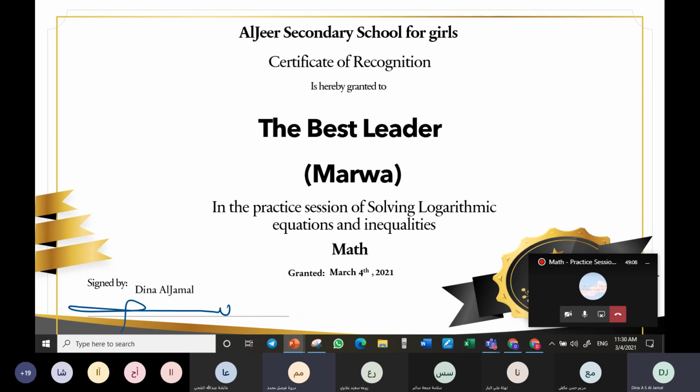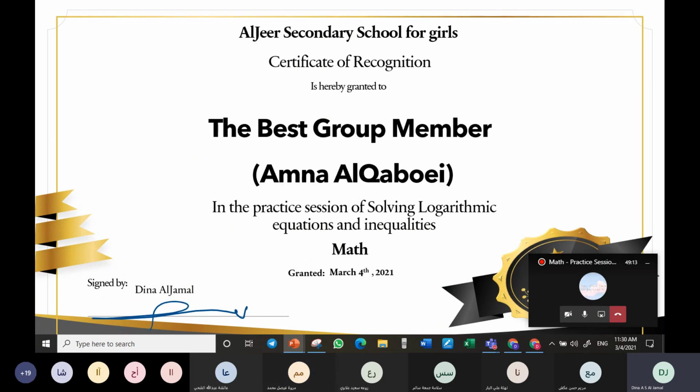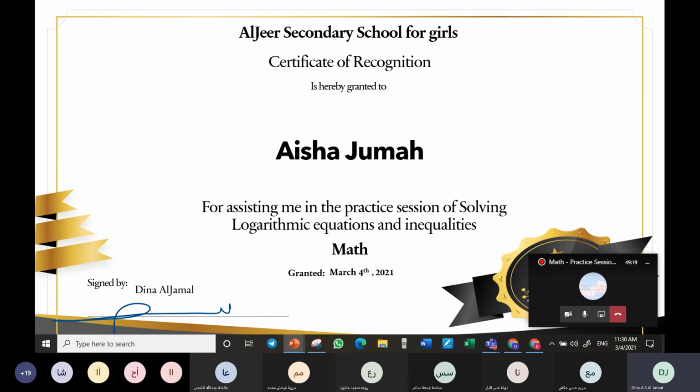You were initiative, you were asking. Thank you so much. Best group member, Amna Al-Qabu'i, you were putting your solutions and you were helping each other. And I would like to have a special thank you for Aisha Jum'a for assisting me in the practice session for solving the logarithmic equations.